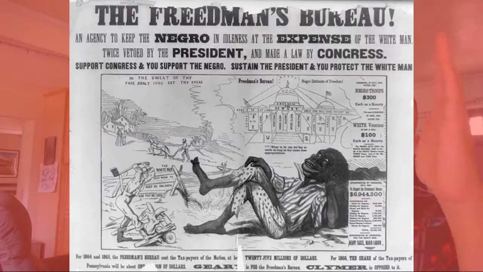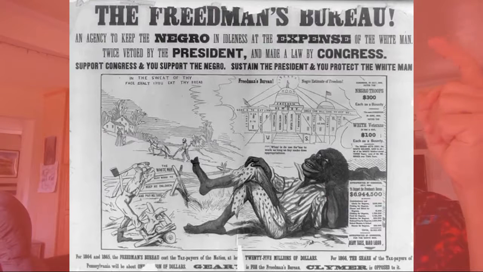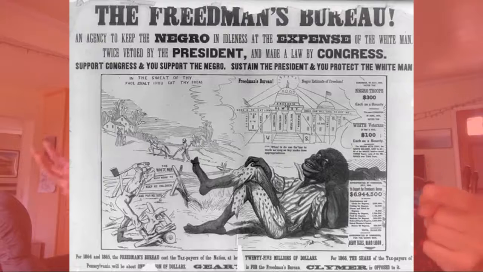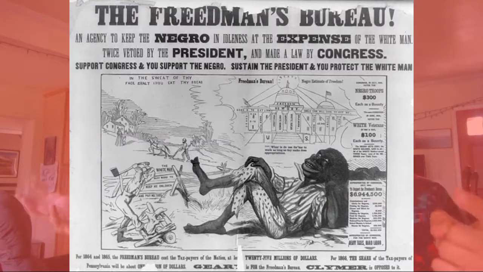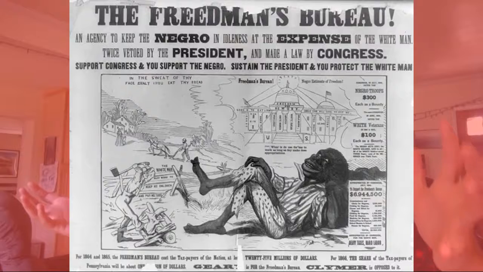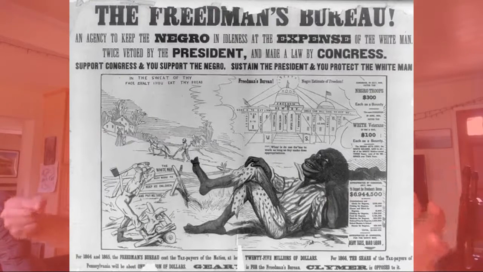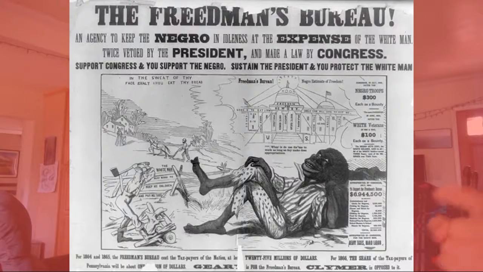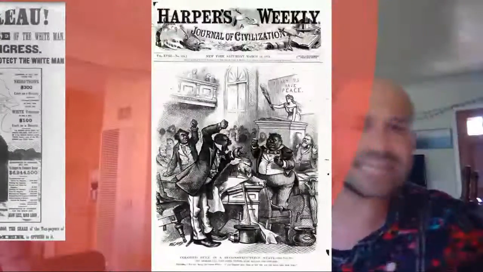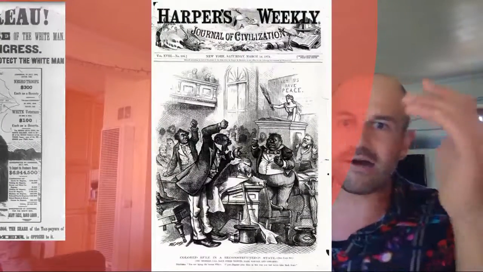So we know the Freedmen's Bureau is another one of those things that starts off early. And so this is a cartoon advertisement against the Freedmen's Bureau. It says up here, "An agency to keep the Negro in idleness at the expense of the white man." Again, I told you they would make this propaganda to dehumanize and make them look bad. So you have here a freedman looking not great, and you've got a white man over here working. And it's this idea that our hard work is paying for black people to be lazy and slackers.